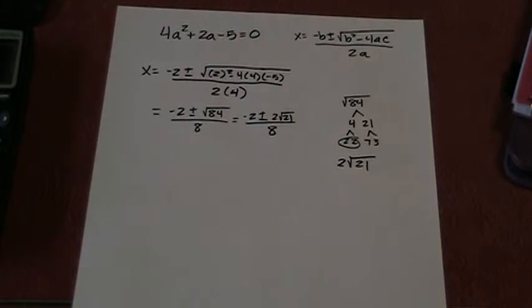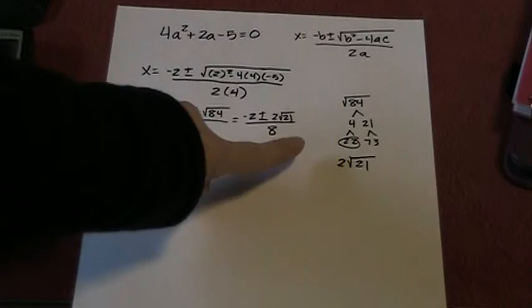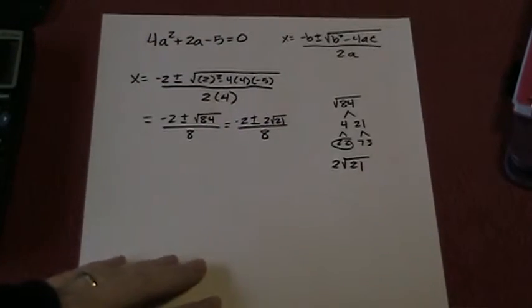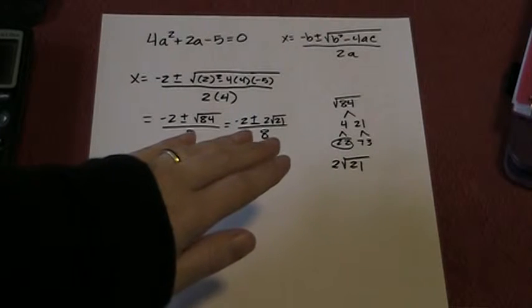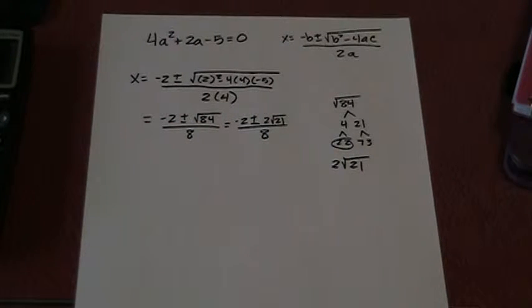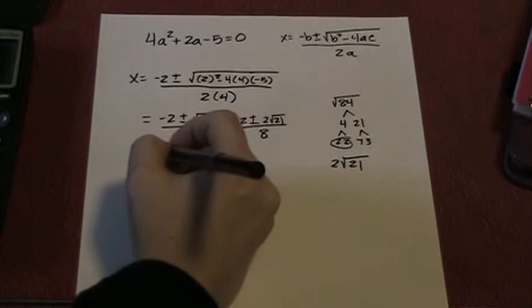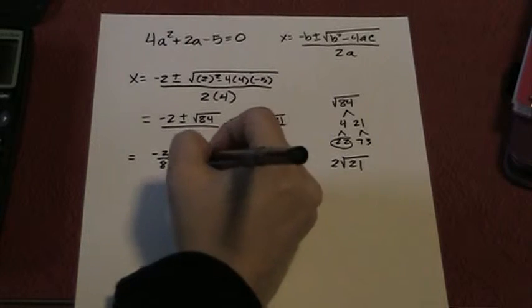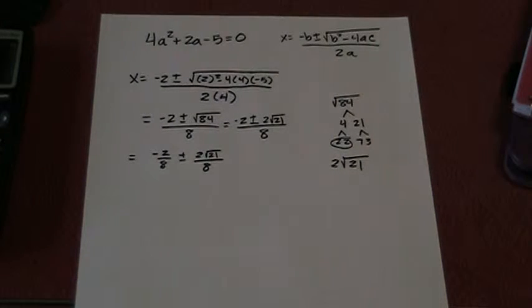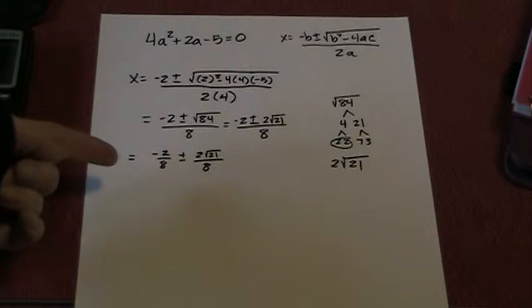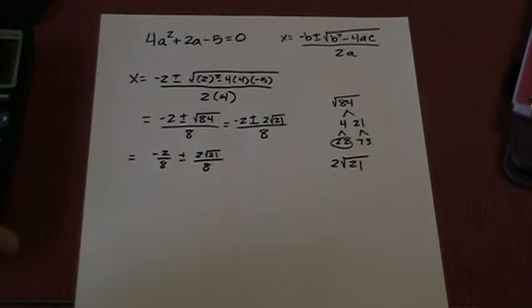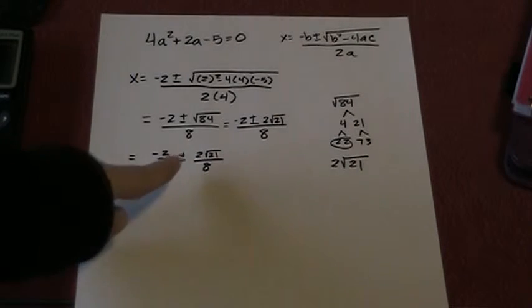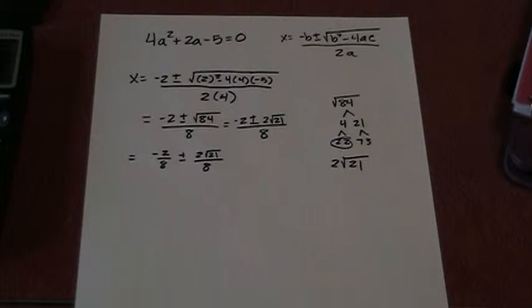Now, from here you have 2 choices. You can either look at this quotient as a whole and simplify with it written with the plus minus, or you can break it up into 2 cases and 2 fractions. So in other words, I could rewrite this as -2 over 8 plus or minus 2 square root of 21 over 8. Break it apart into 2 fractions. I could take it even further and write it as -2/8 plus 2 square root of 21 over 8, and then -2 minus 2 square root of 21 over 8.